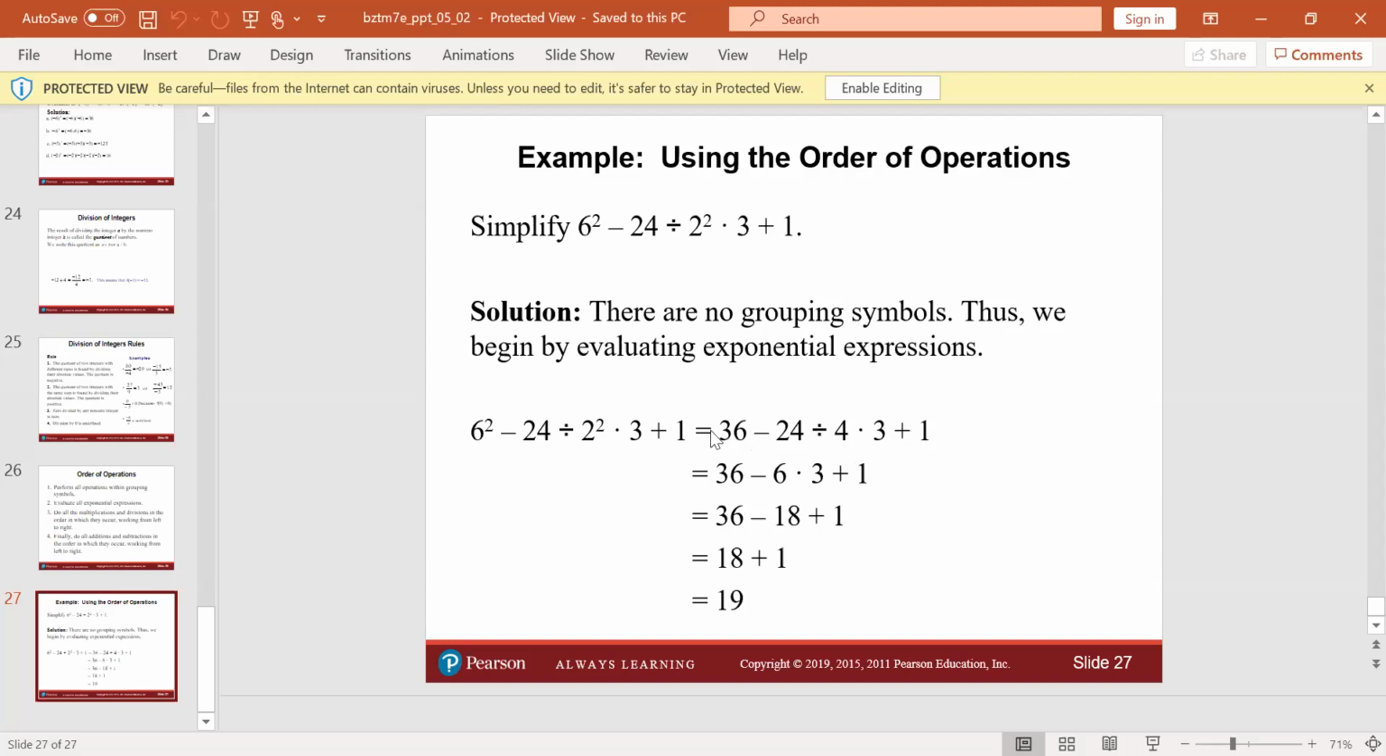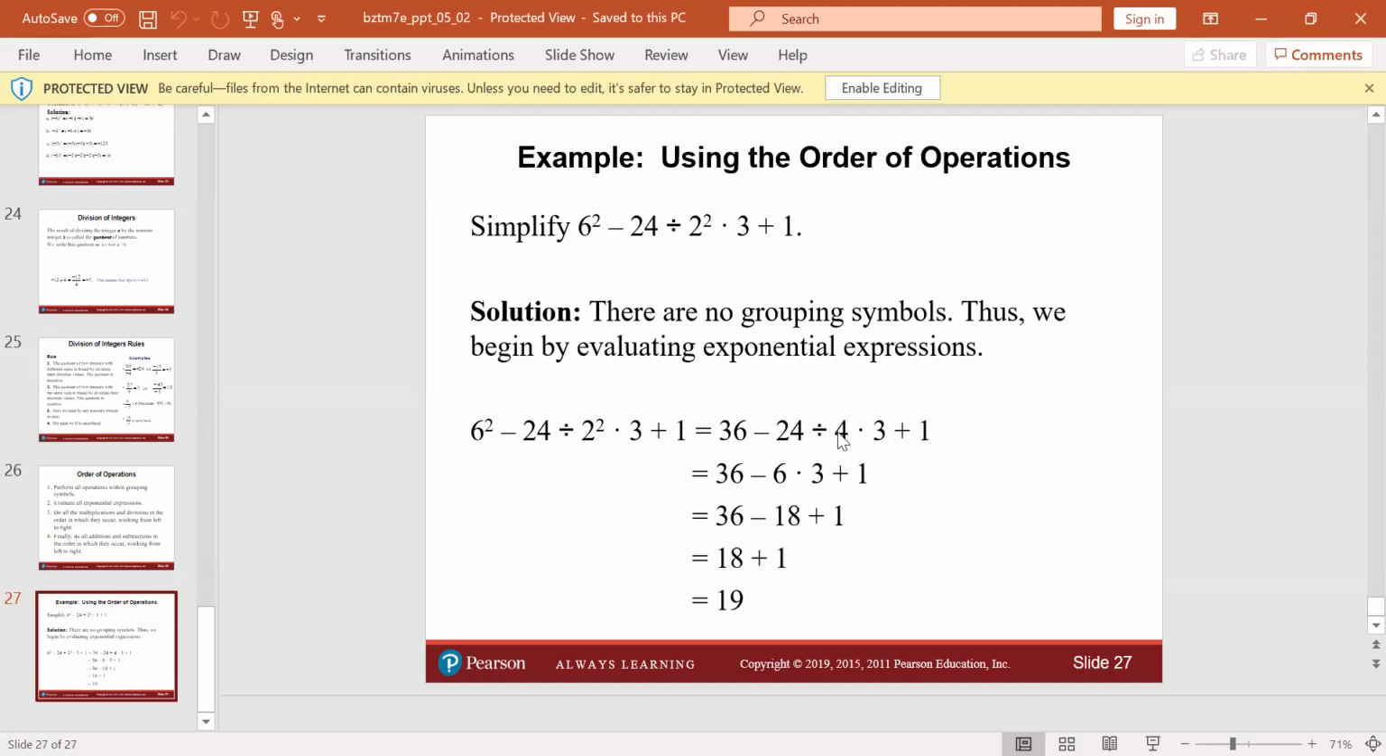So we took care of the exponents first, and now we're at this line. Now exponents are done. Next up, multiplication, division. Remember, we're thinking of them as the same thing and just going from left to right. So we have 36 minus 24 divided by 4 times 3 plus 1. We got to take care of that stuff in the middle. We can't do the 36 minus 24 yet.